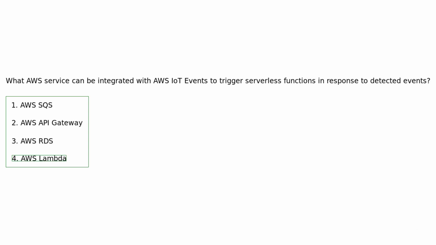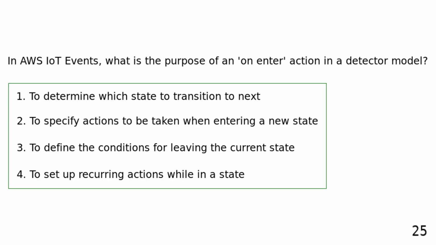AWS Lambda is commonly integrated with AWS IoT Events to execute serverless functions in response to events detected by detector models. In AWS IoT Events, what is the purpose of an on-enter action in a detector model?